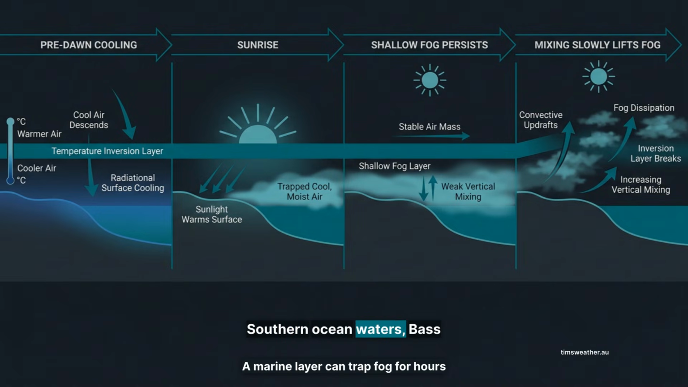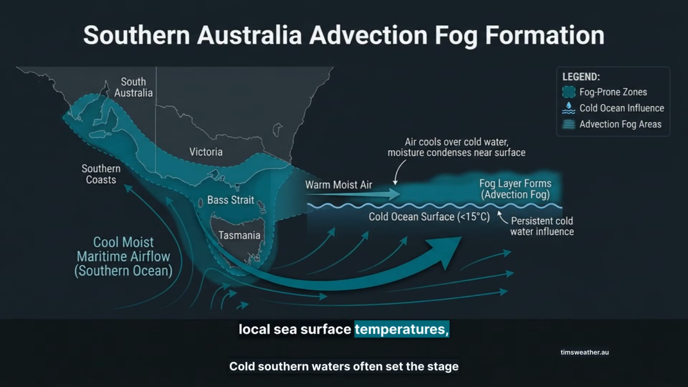Southern ocean waters, Bass Strait, exposed southern coasts, and some coastal temperature contrasts can all help set the stage. The Leeuwin Current and East Australian Current also shape local sea surface temperatures, which can either reduce or sharpen the contrast needed for fog. Near the Great Barrier Reef, local differences between warm air, cooler patches of water, and land can still matter when humidity is high.